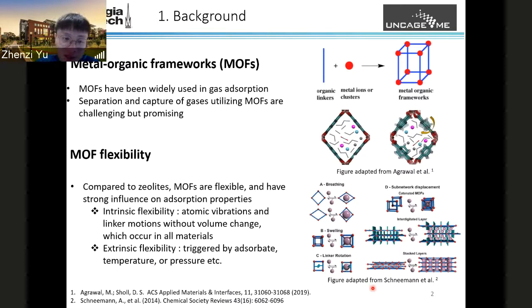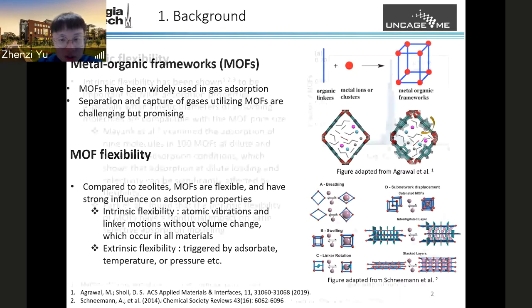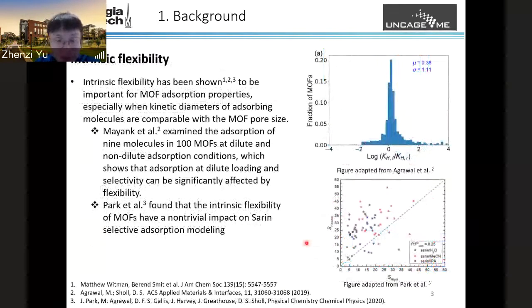The bottom figure is an example of the extrinsic flexibility triggered by adsorbate. Some well-known MOF properties, say breathing and swelling, are all of this type. As you may know, previously the extrinsic flexibility was widely discussed because it has a non-trivial influence on the MOF adsorption properties. However, these days the intrinsic flexibility has also been shown to be important for MOF adsorption properties, especially when kinetic diameters of adsorbate molecules are comparable with the MOF pore size.